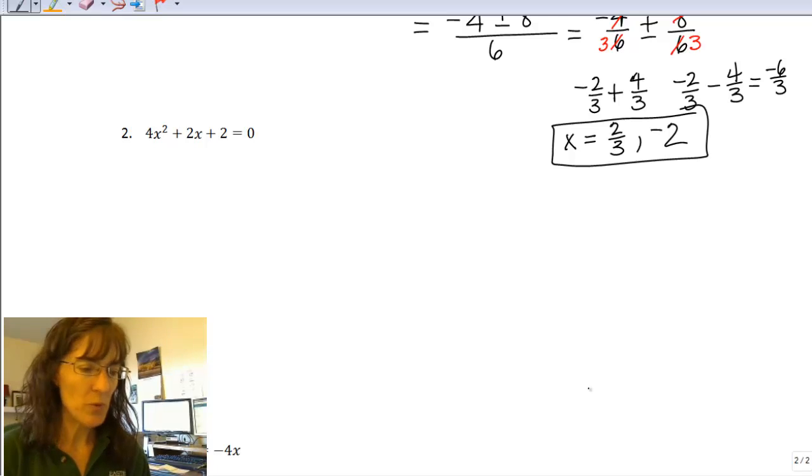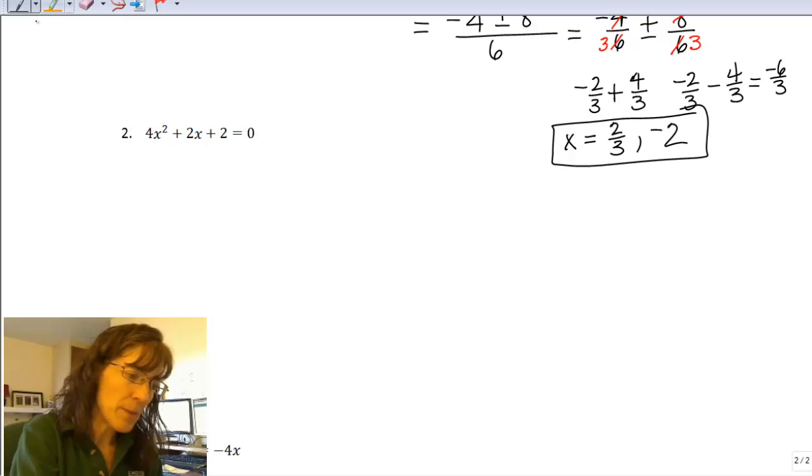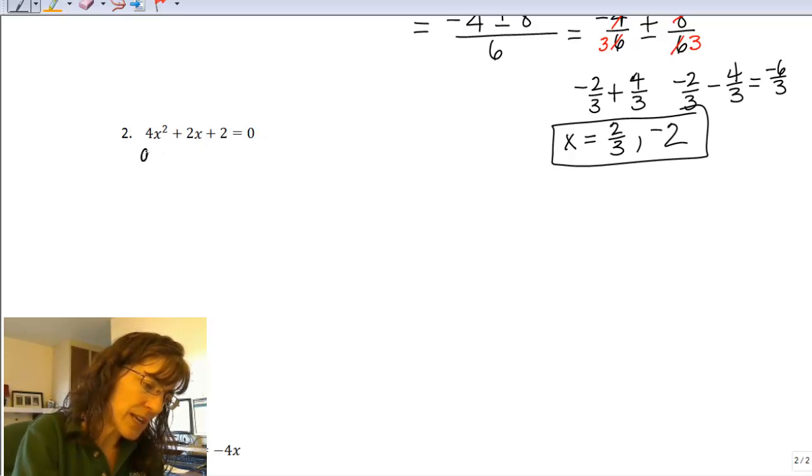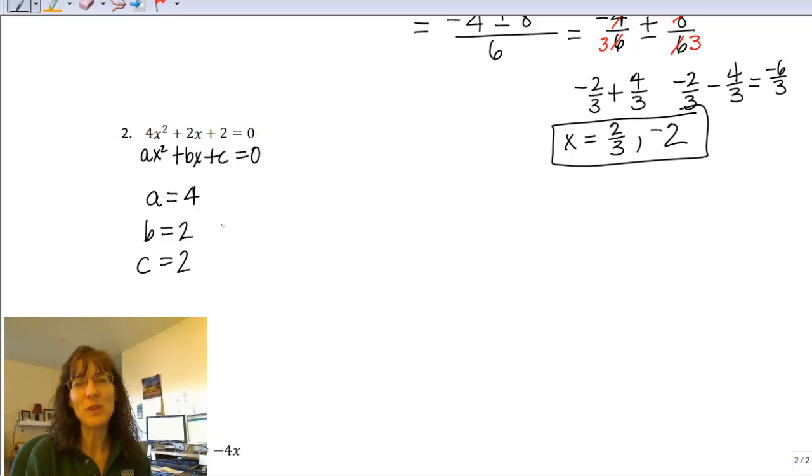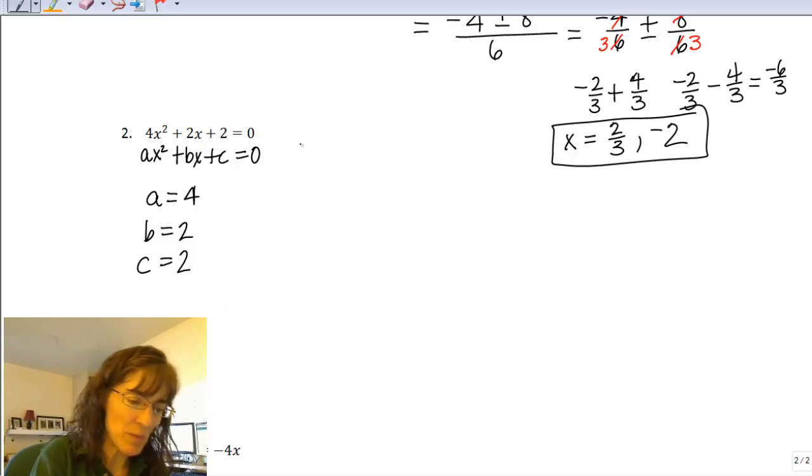Number 2, 4x squared plus 2x plus 2 equals 0. Let's see, it's already set to 0, so I can look at it as ax squared plus bx plus c equals 0. My a is going to be a positive 4, b is a positive 2, and c is a positive 2. No negatives to worry about on this problem.